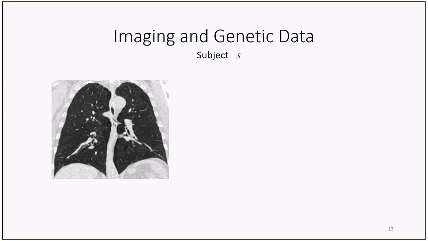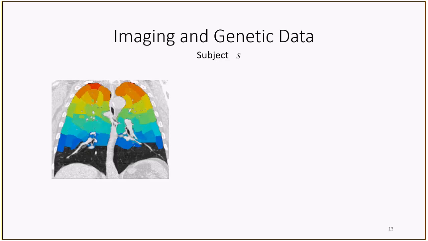So let me give you what the data is. For each individual, we have a CT scan of the lung. We subdivide the area of the lung into what we call supervoxels, so super pieces. These are basically areas which are spatially homogeneous. Then from each of these areas, given that we are interested in characterizing emphysema, we extract a local histogram, because the local histogram is very important for characterizing emphysema.